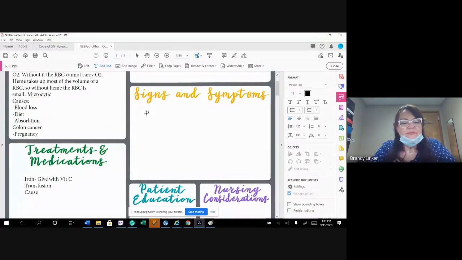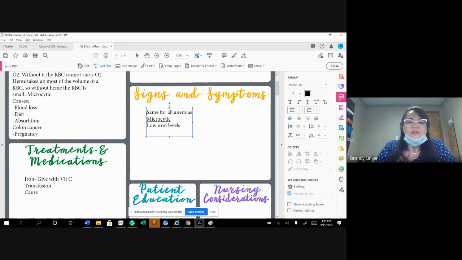Signs and symptoms are the same for all the anemias, but they will be microcytic, and that's kind of how we tell the difference. Okay, and then the patient will have low iron levels. You can draw that in a CBC. So that's another way to know which type of anemia you have. But then you have the same signs and symptoms as all the anemias, which we went over earlier in this video.